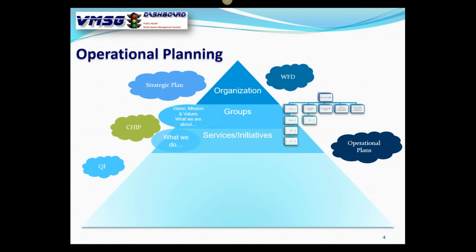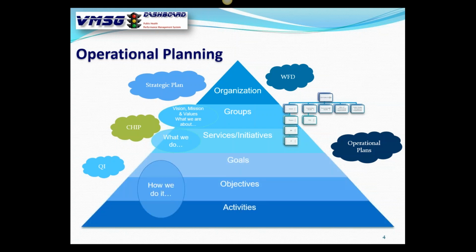At the top level of every plan are what we call services or initiatives. These are things like the strategic priorities in your strategic plan. At the top level, just saying what we want to accomplish, basically. Underneath that, every service has a set of goals, every goal a set of objectives, every objective a set of activities. And that's just the project plan, if you will, on how we're going to do it.